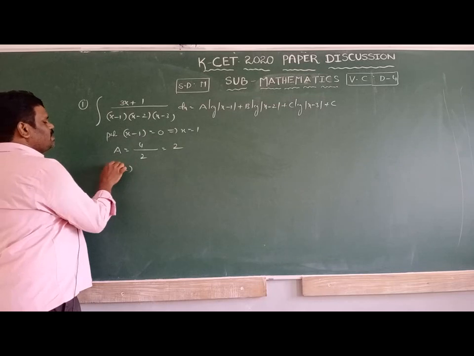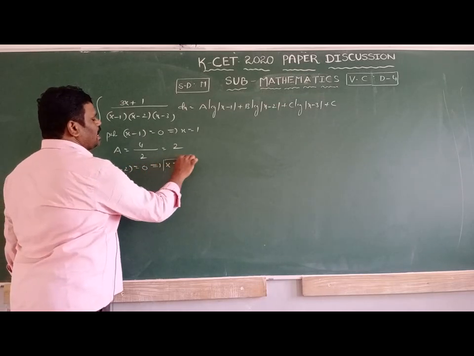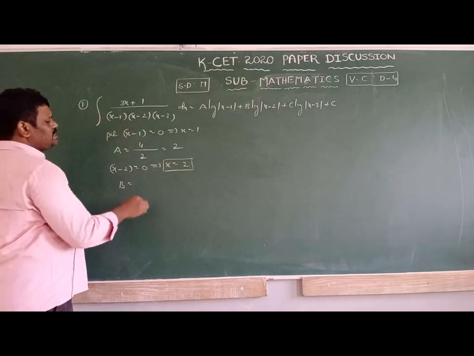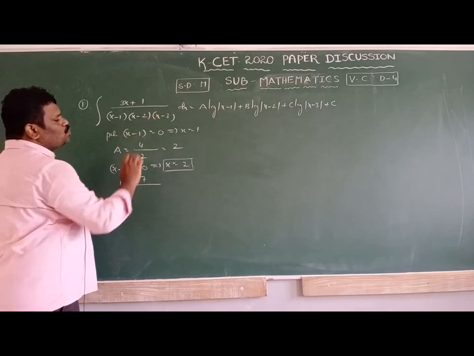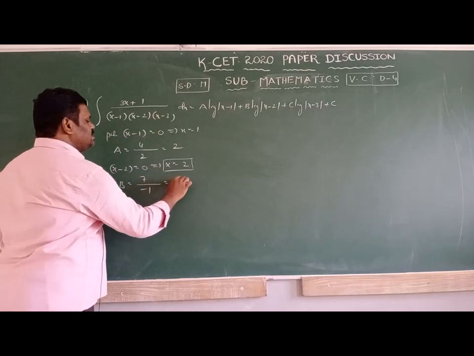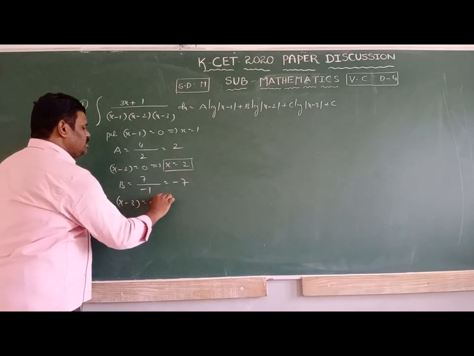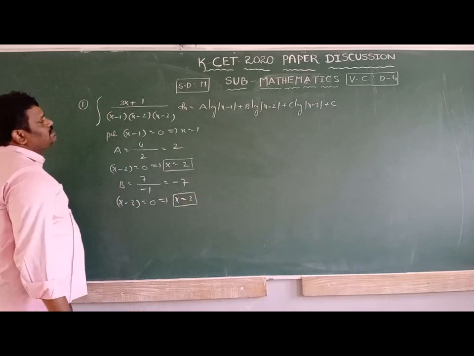Similarly, x minus 2 is equal to 0, that implies x is equal to 2. Now we substitute again for b. So 3 twos are 6 plus 1 is 7, divided by (2 minus 1), which is 1, and (2 minus 3), which is minus 1. So that is equal to minus 7. Then x minus 3 is equal to 0, that implies x is equal to 3.